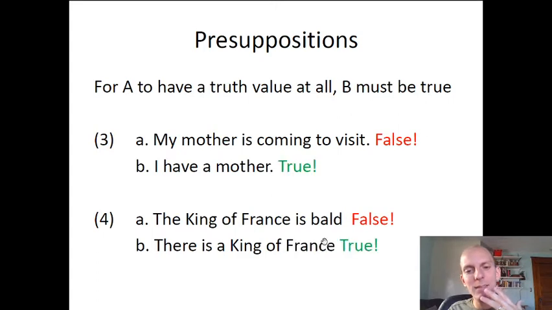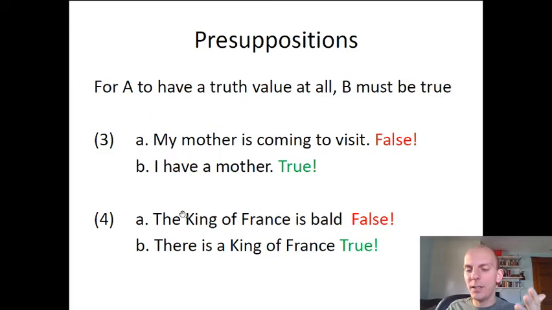Nevertheless, we both agree that there is a King of France. Whether he's bald or not is in question, but his existence is not in question. So here we see one key difference between entailments and presuppositions. Now, hopefully this definition makes a little bit more sense. For A to even have a truth value, true or false, doesn't matter, B must be true.